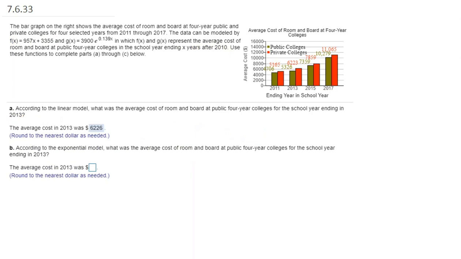In part B, it's going to ask us to do the exact same thing, except this time we're using the exponential model. The exponential model is going to be the g of x, which has the x in the exponent. Again, it's asking for 2013, making 2010 our 0. That means we're plugging in a 3 into the model. Once we get that plugged into our exponential model, it's just a matter of punching that out on our handy dandy calculator. Rounding that to the nearest dollar like it asks us to do tells us it's 5,918. So we'll enter that in and move on to part C.